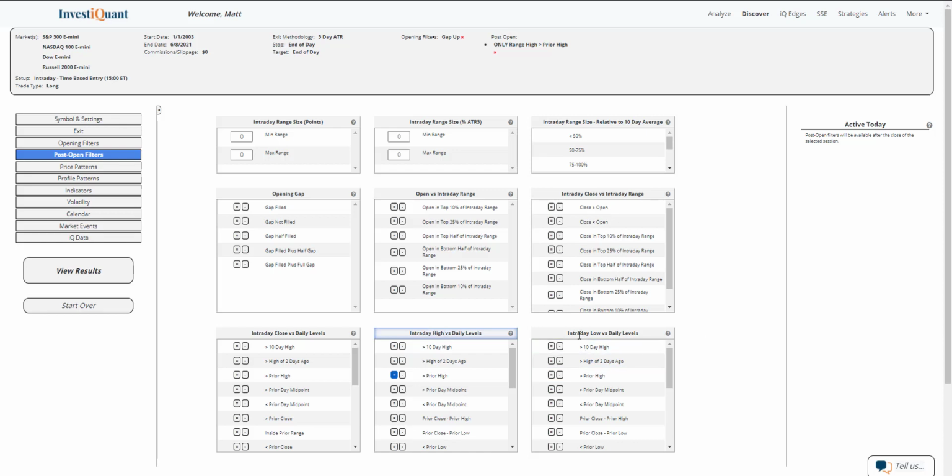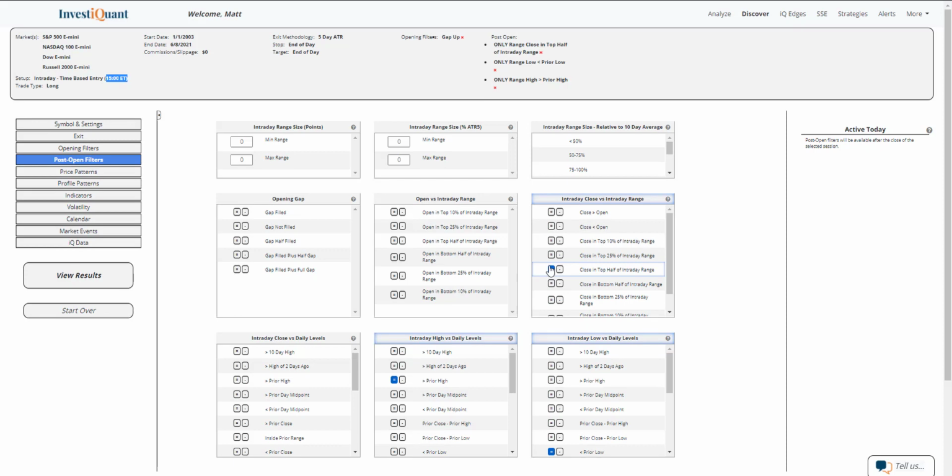Then I'm going to go to the next category over, intraday low versus daily levels, and I'm going to say that it is less than the prior low. So that creates the outside day pattern. And then lastly, I'm going to say that at 3 p.m., which is the time of the entry, it's trading in the top half of the intraday range. It's currently doing that now.